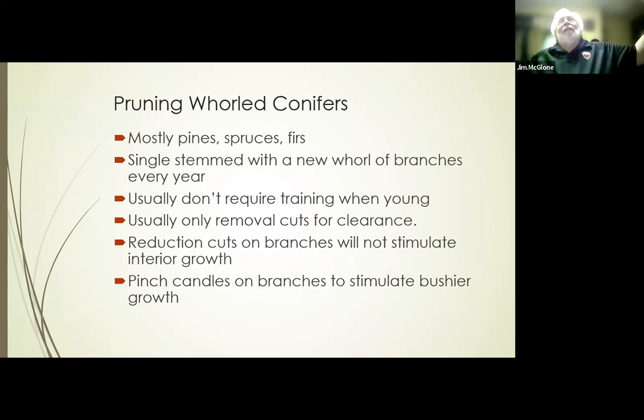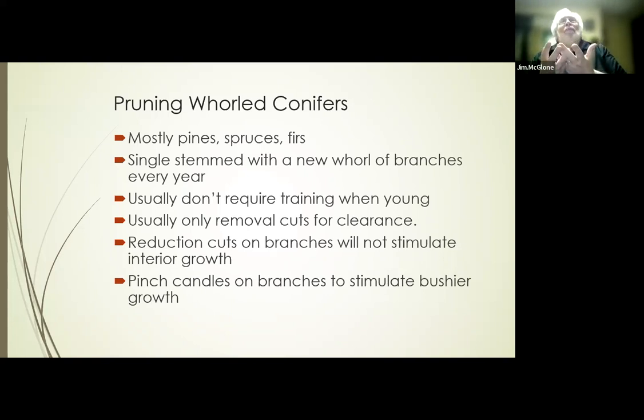Unlike dicots, if you make reduction cuts, especially if you reduce to a bud, and we'll talk about this when we talk about pruning shrubs, you can actually release those primary meristem suppressed buds and get growth there. It doesn't work that way with conifers, especially these whorled conifers. So for pines and spruces and firs, we only make removal cuts. I saw one white pine that somebody did reduction cuts on, and all that resulted in was a bunch of dead branches sticking out of the trunk. So you go back to the trunk and you make the removal cuts.